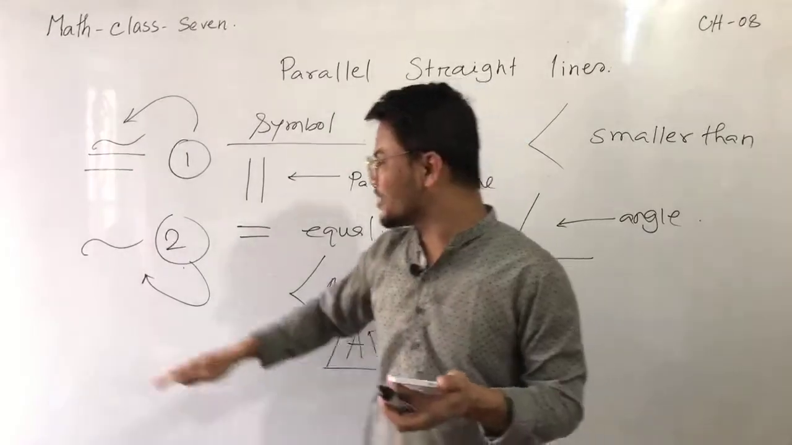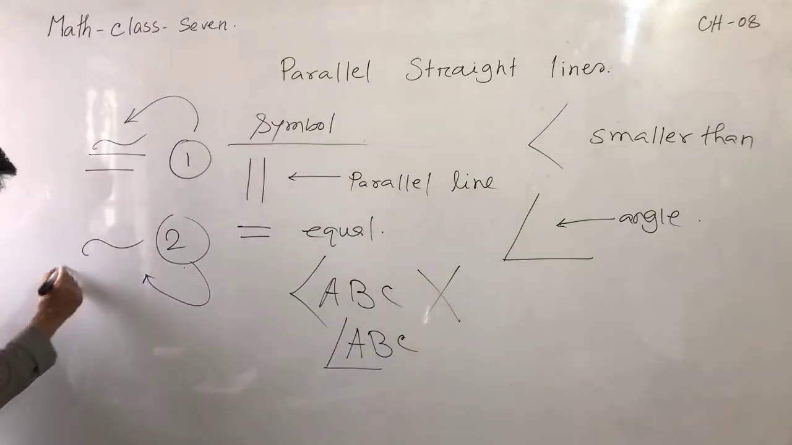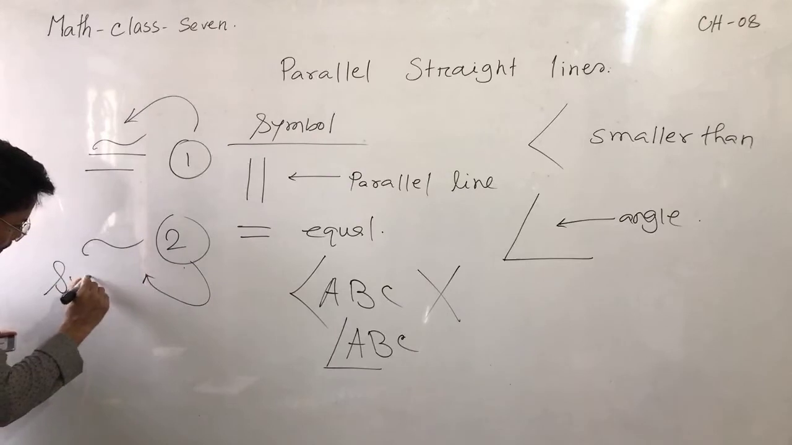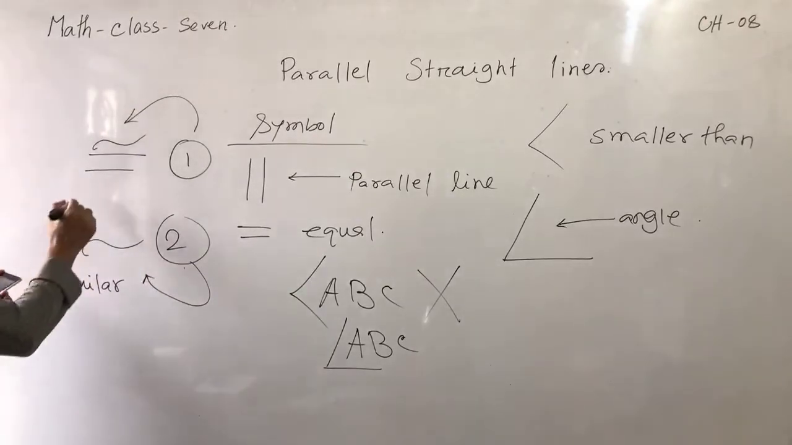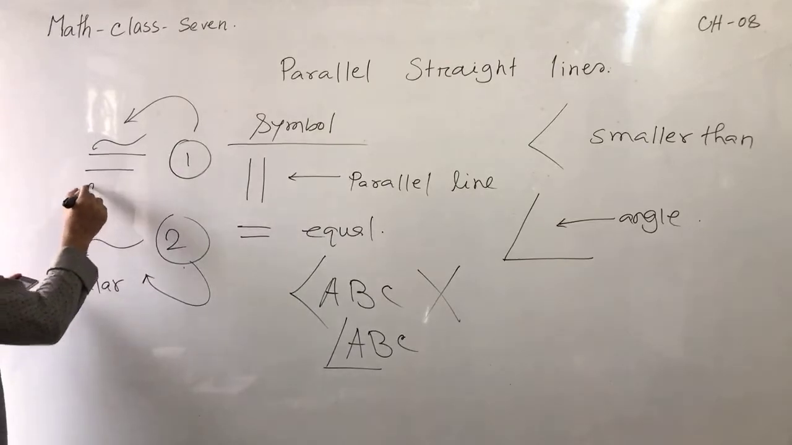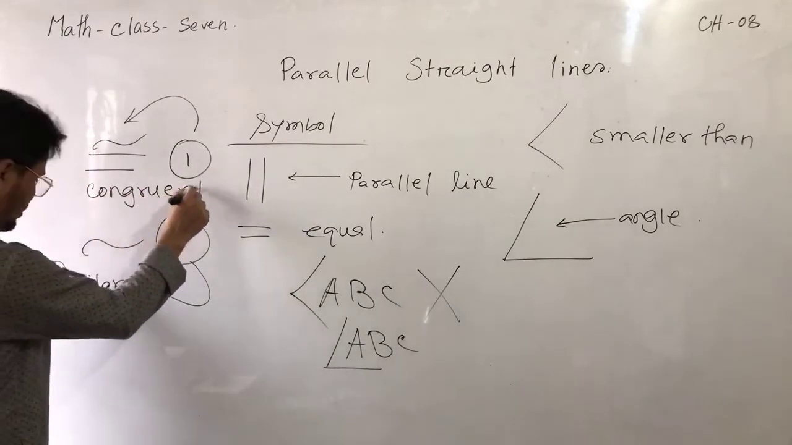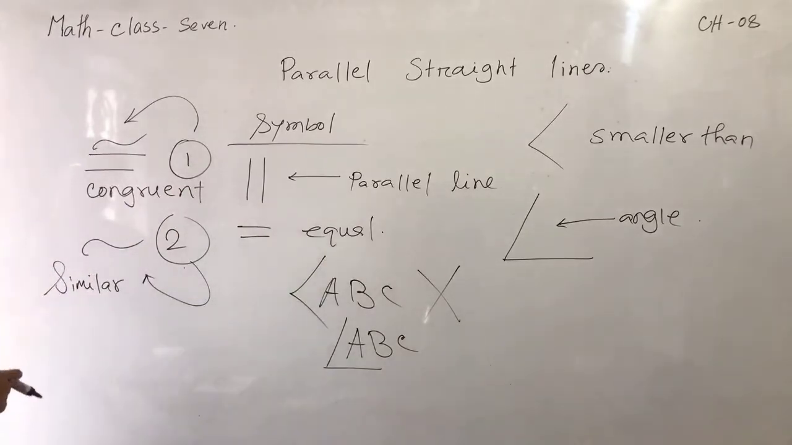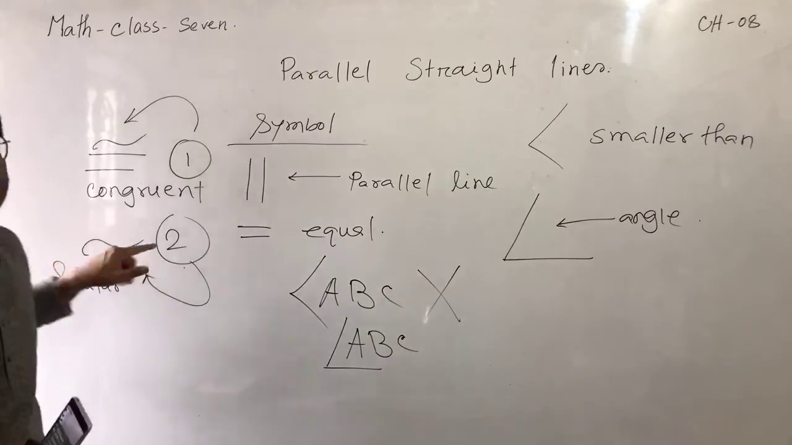Okay, you can try. What is the name of the symbol? It looks like the symbol name is similar. And this is congruent. So the symbol name is congruent and this symbol name is similar.